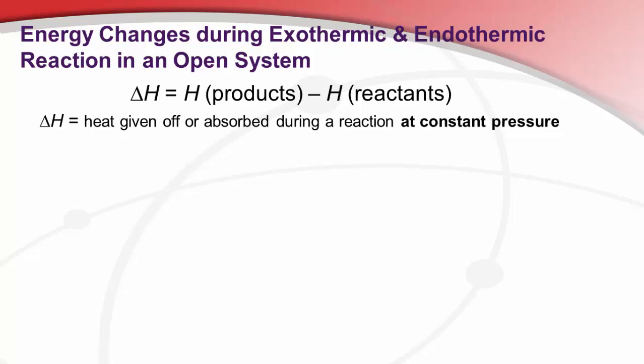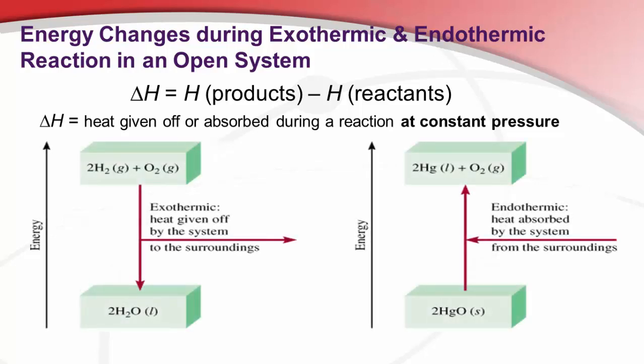Now, we have an important constraint to cover that will become more obvious later. When we're talking about delta H, we need to remember that it's at constant pressure. If there's a pressure change, then there's more going on and the system gets more complicated. So let's look at two chemical processes in order to illustrate our situation. So we're going to look at this situation. Now pay attention to the direction of the arrow.